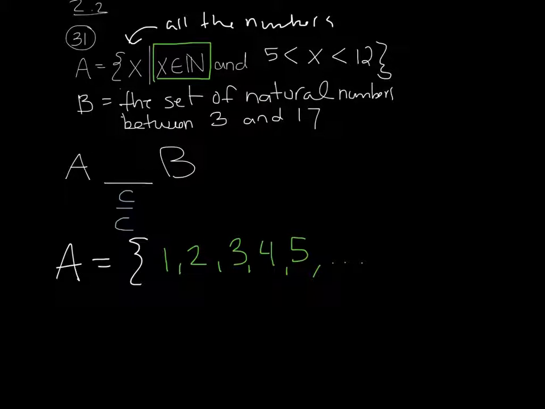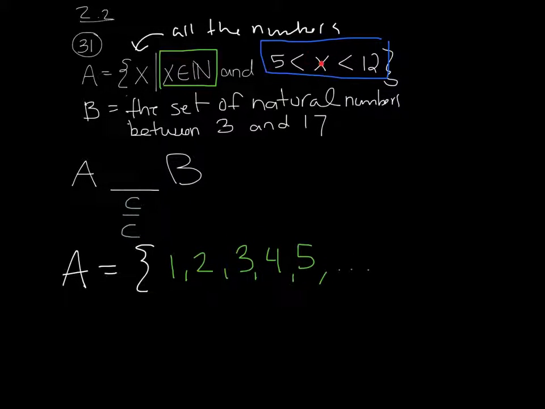Let's maybe write that in blue. So this means the natural numbers between 5 and 12. Well, 1, 2, 3, and 4 are not between 5 and 12, so I can cross those out. 1 is not greater than 5, 2 is not greater than 5, 3 is not, 4 is not, and 5 is not greater than 5, because 5 is equal to 5.